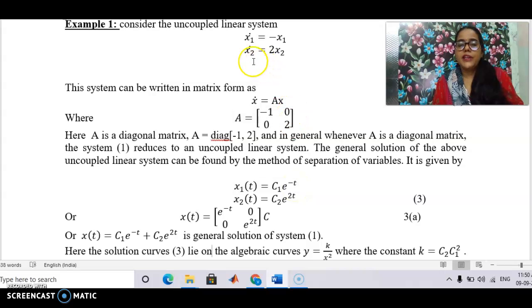Similarly, to solve this equation, x2 dot is 2 times x2. When you integrate it, you get log of x2 equal to 2t plus constant c2. When you remove the log, you get x2(t) equal to c2 e to the power 2t. So we get the solutions of both these equations of this type.